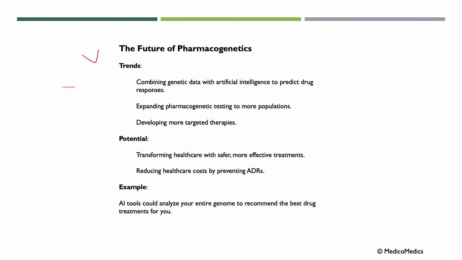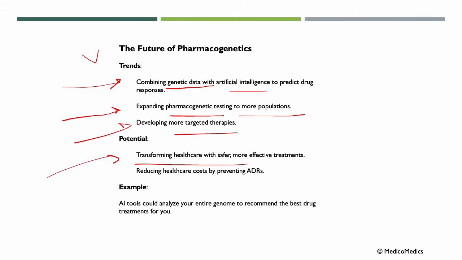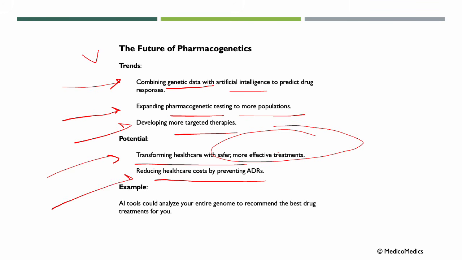What does the future hold? Upcoming trends include combining genetic data with AI to predict drug responses, expanding pharmacogenetic testing to more populations, and developing more targeted therapies. Potentials include transforming healthcare with safer, more effective treatment, and reducing healthcare costs by preventing these adverse drug reactions. An example could be AI tools used to analyze your entire genome to recommend the best drug treatment for you.